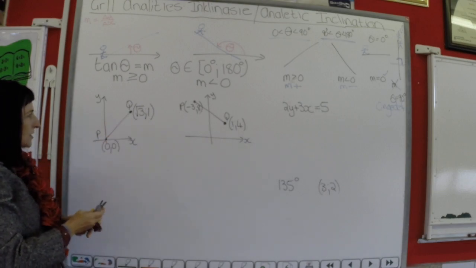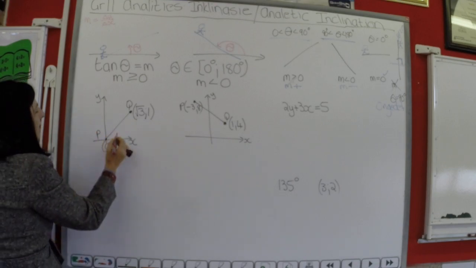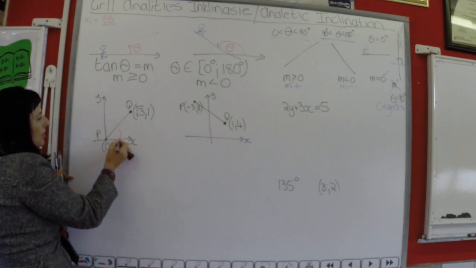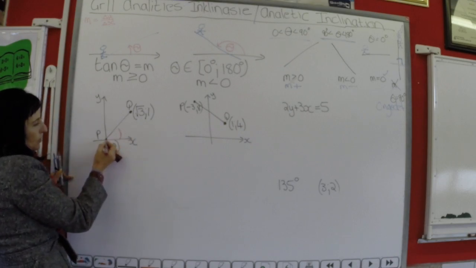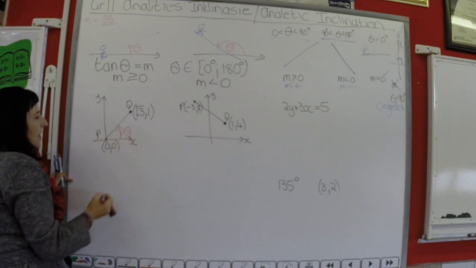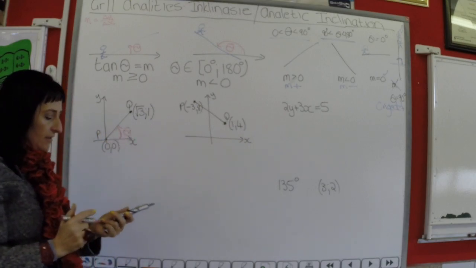Nou kom ons gaan teken ons inklinasiehoek in en ons gee vir hom 'n naam. Dit is vanaf die horisontaal in 'n ons gebruik die x-as as 'n horisontaal want dis lekker, hy kom van die oorsprong af, so that's easy. In an anti-clockwise direction, that's the inclination angle. We want to determine the size of that theta.